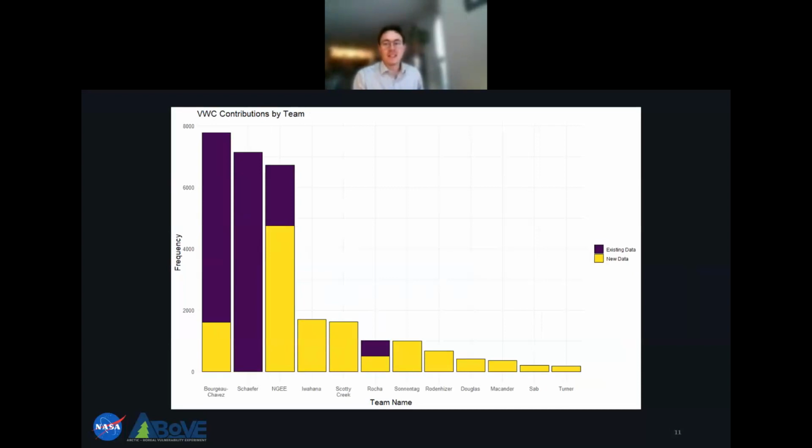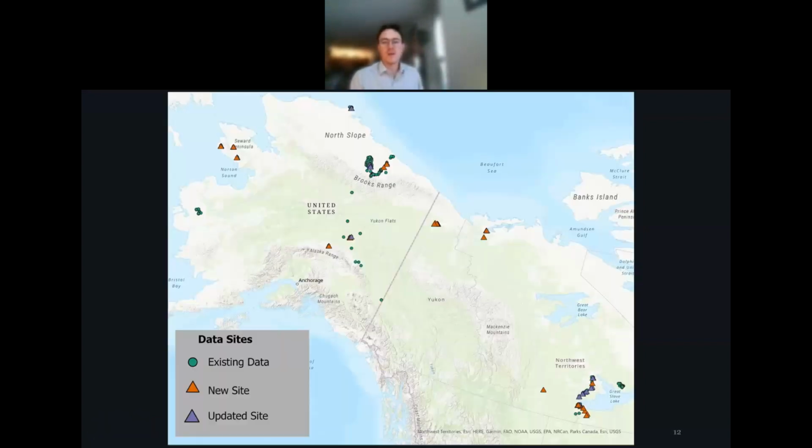And likewise, this is a plot of the soil moisture contributions broken down the same way. Note the significant contributions from NGEE and the Scotty Creek research stations. Their data has greatly expanded this data set. And these graphs are cool and all, but I think what's really great about this data set is just how much space it covers. It covers almost all of Alaska and a significant portion of the Northwest Territories in Canada. And this data reached not only across the core study region, but also into the extended ABoVE domain.